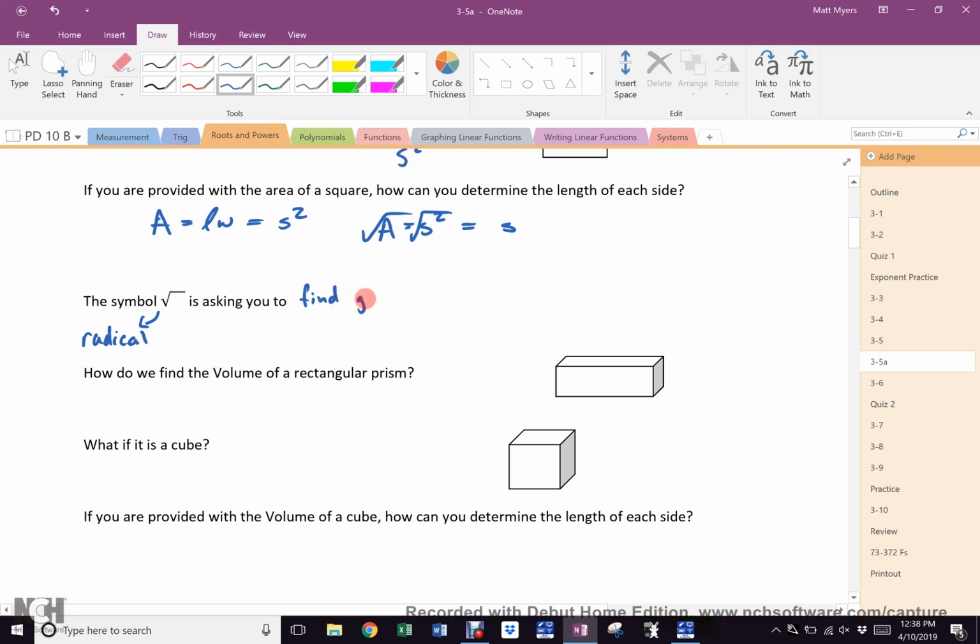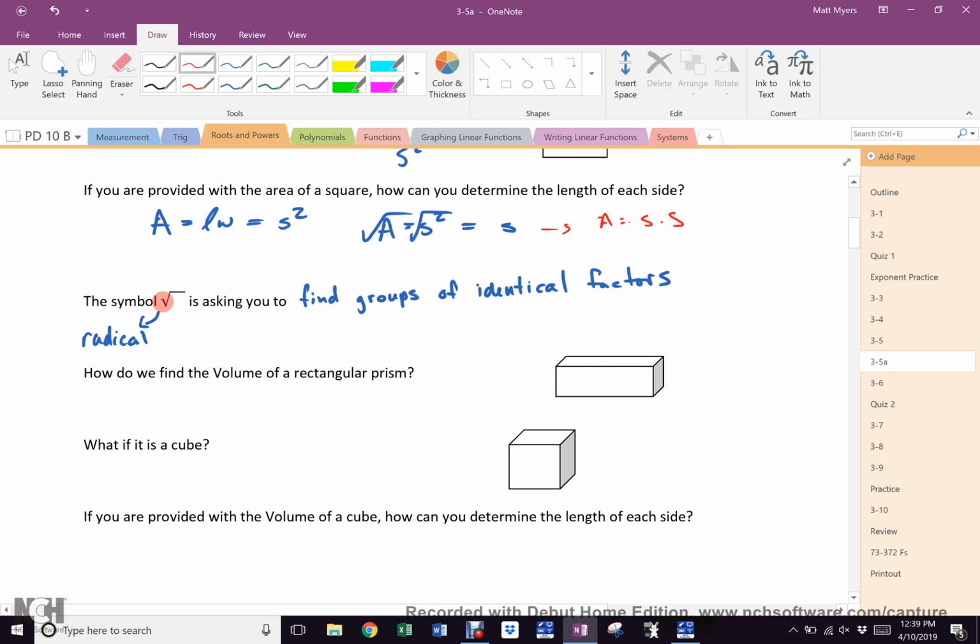find groups of identical factors. Now, this specific one, because area equaled S squared, which also means area equals S times S, yes? S times S, those are factors, yes? They're the same, so that's why they're a square. This symbol is asking me to find groups of identical factors. The symbol itself just means you're breaking down into factors.